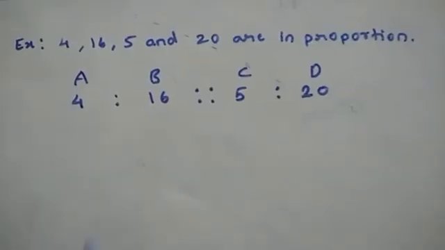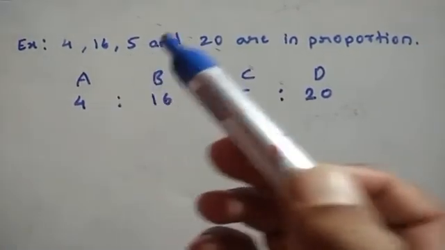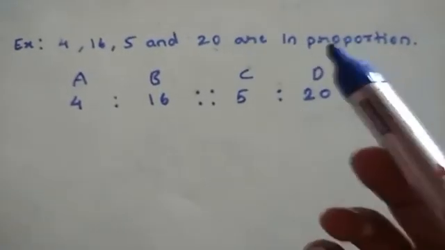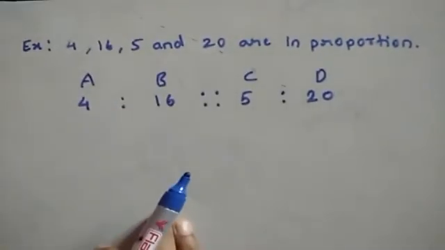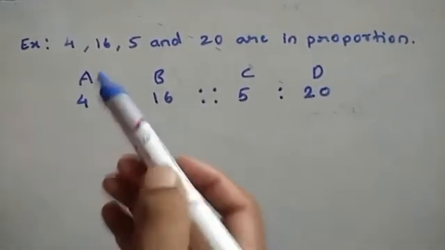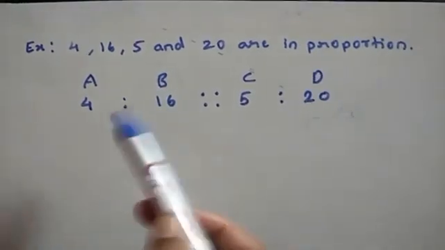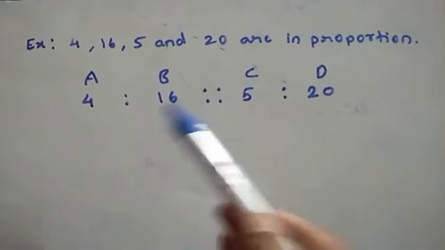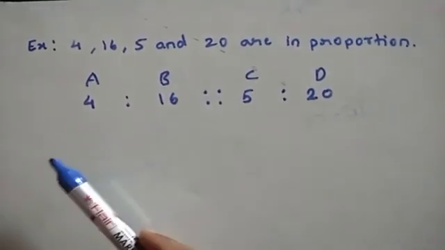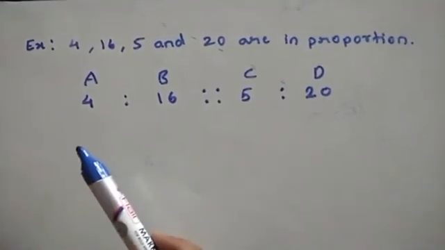Let's see one example here. 4, 16, 5 and 20 are in proportion. Now whether these four quantities are in proportion or not, that we are going to check. Here 4 and 16 we will consider as A and B, and 5 and 20 we will consider as C and D. Now how to check this one?